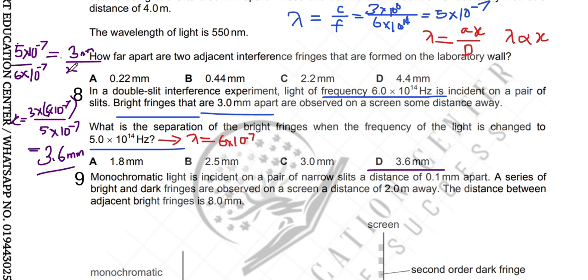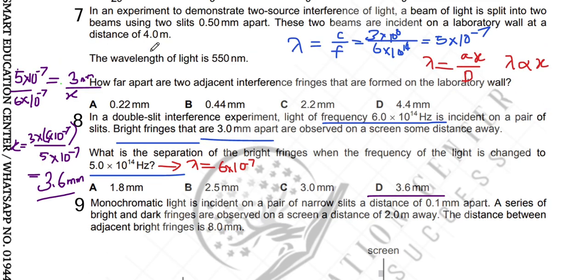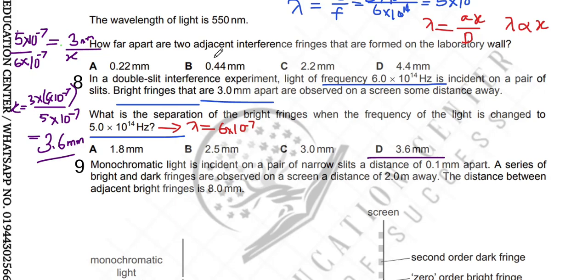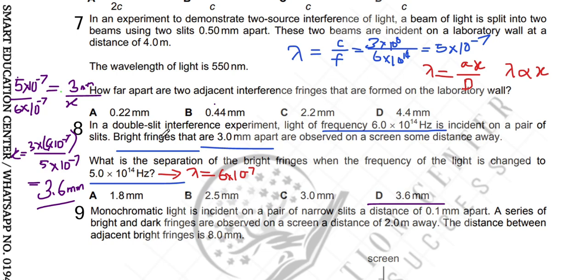In question number 8, basically, what information are we provided with? A double slit experiment is done, and the light frequency is given. The fringes are this much apart, and the distance between the screen and the slits is not given. So what is the separation of the bright fringes when the frequency of the light is changed to another one? Initially there was some frequency, so we get this fringe separation. Now if we change the frequency, what would be the new fringe separation?